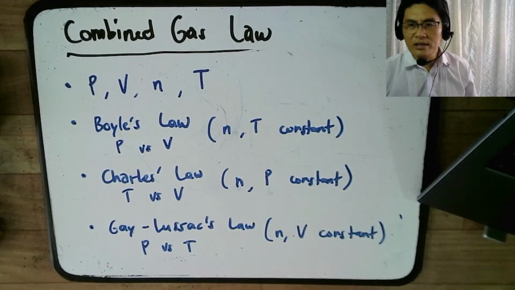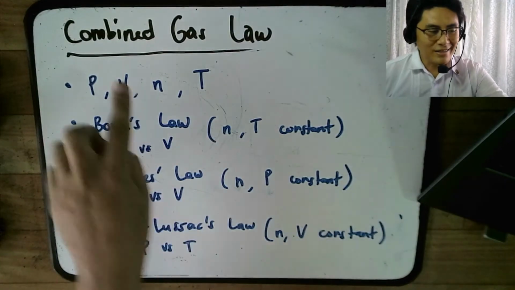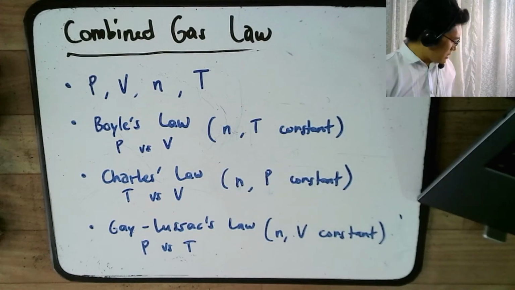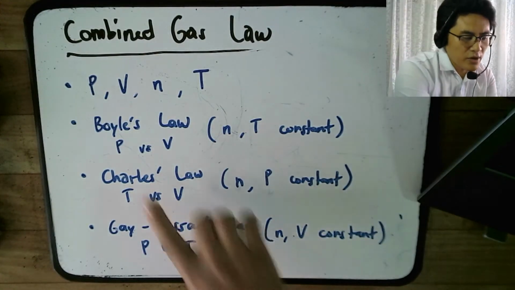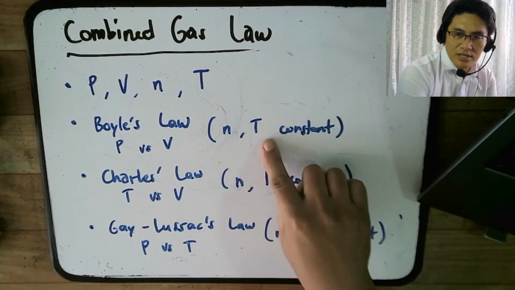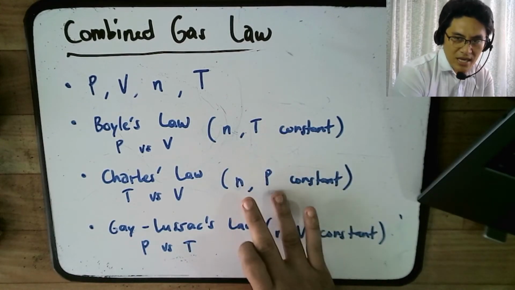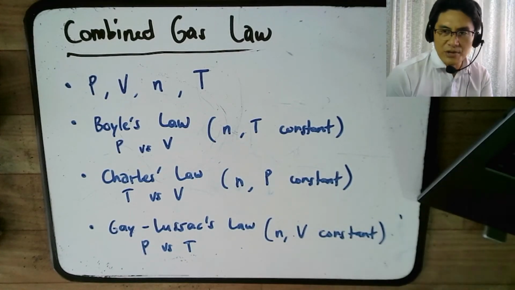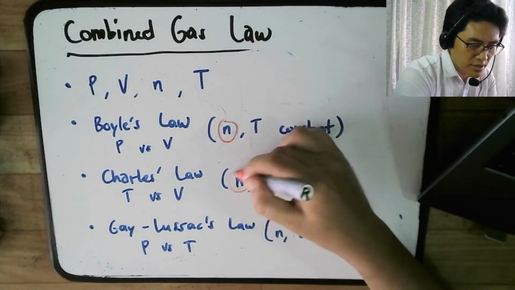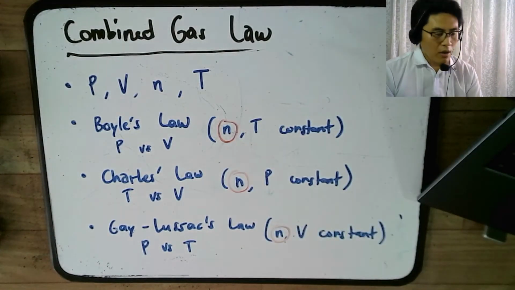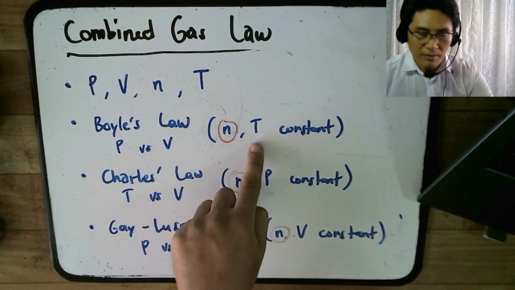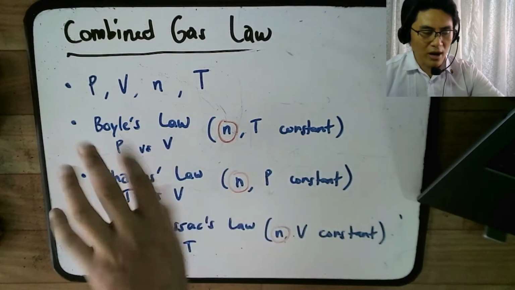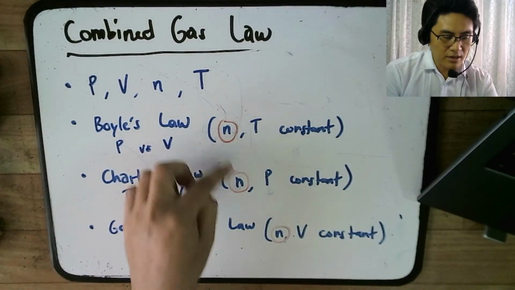If you think about it, just like the name implies, the combined gas law is a combination of these three laws. What do you mean a combination, sir? If you look at Boyle's law, you're keeping N and T constant. In Charles's law, you're keeping N and P constant. In Gay-Lussac's law, you're keeping N and V constant. So in all these three laws, you're keeping the number of particles constant. In Boyle's law it might be temperature that is constant, but here it's pressure, and here it's volume. But the common ground between these three laws is that they're keeping the number of particles constant.